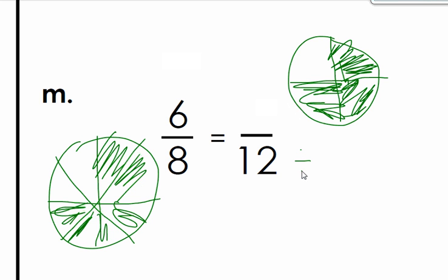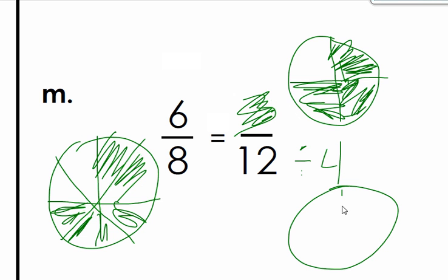So what's 12 divided by 4? 3. No, that's not it. So if I have 12, let's do another circle. 6, like this. I know it's not perfect, but it'll do. And here, here, here, here, here, and here.